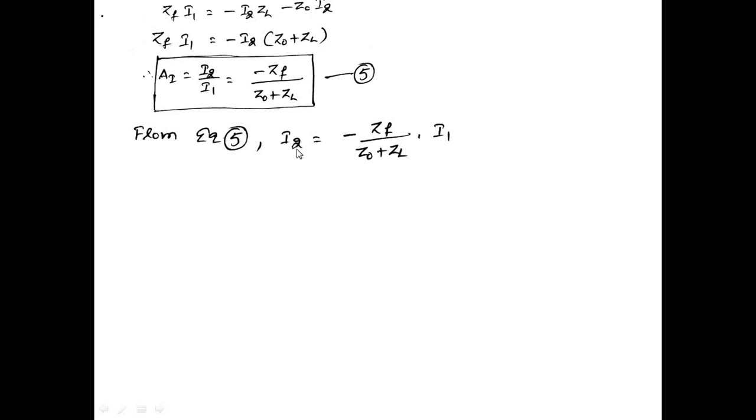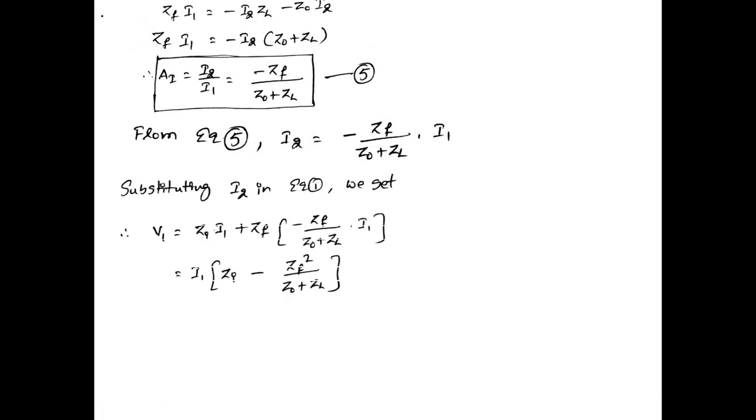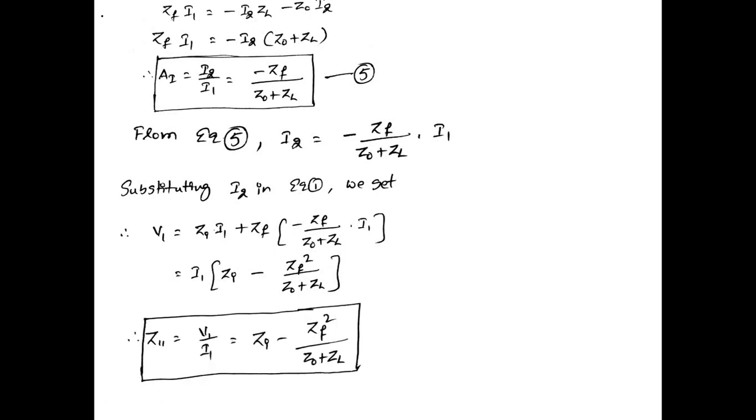Now substitute this I2 in equation number 1. We get V1 equal to Zi into I1 plus Zf into I2. In place of I2 we write minus Zf by Z0 plus ZL into I1. Take I1 as common: I1 of Zi minus Zf square divided by Z0 plus ZL. Now we write the formula for Z11, which is equal to V1 by I1, which is equal to Zi minus Zf square divided by Z0 plus ZL.